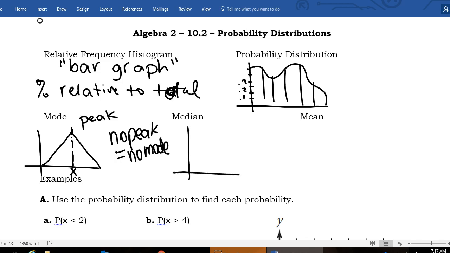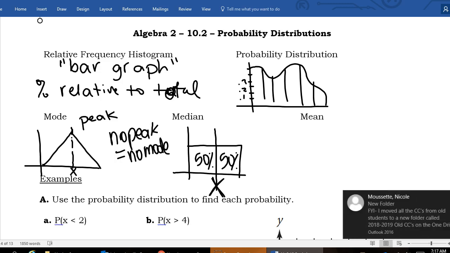A median would be wherever your data set is split exactly in half. If you have exactly half of your data on one side and exactly half of your data on the other side, then the x value that corresponds to that division point is your median. And finally is the mean.